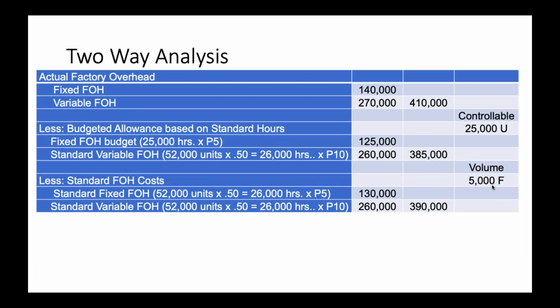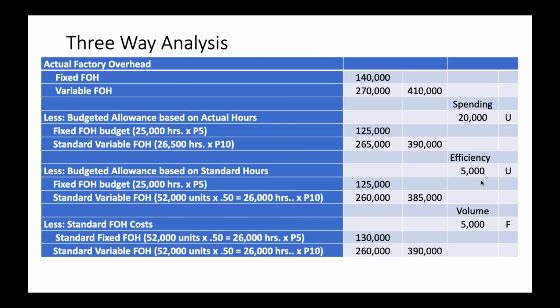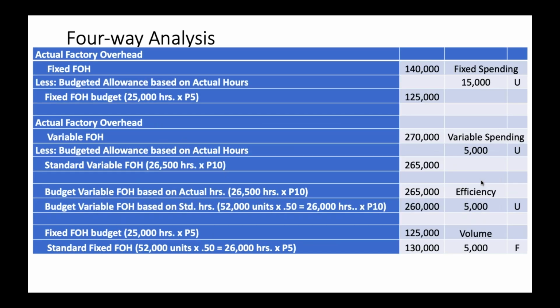Let me just go back to our previous slides. For two-way analysis, as you can see, 25,000 unfavorable and favorable volume variance of 5,000. We have 20,000 unfavorable. We have the same amount of unfavorable variance using either two-way, three-way, or four-way analysis. Okay, I think that's the end for the standard costing and variance analysis.